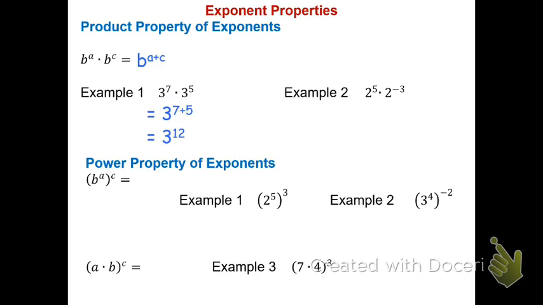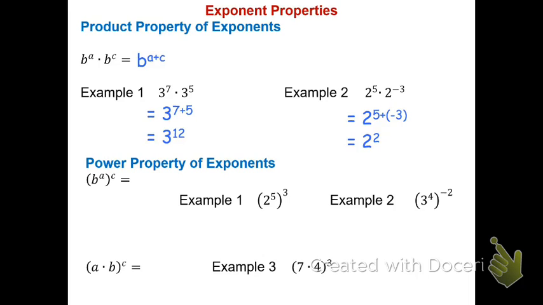Try example 2. What is 2 to the 5th times 2 to the negative 3rd? We've got an exponent of 5 and an exponent of negative 3, both being raised for a base of 2, so I can say it's 2 to the 5th plus negative 3. 5 plus negative 3 is going to be 2, and this just becomes 2 squared, or 4.